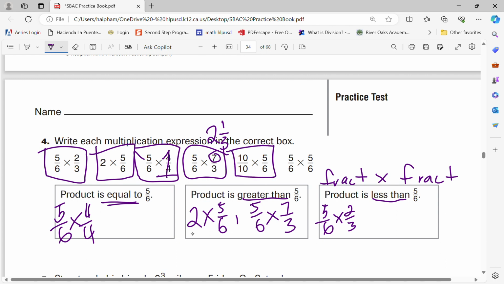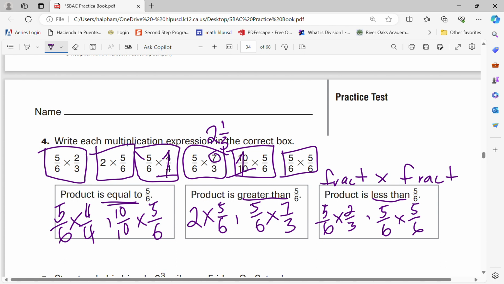Moving on to our next one. Again, we have a numerator that's the same as your denominator. 10 divided by 10 will be 1. So that would be the same or equivalent as 1. Let's put it here under the category of product is equal to 5/6. And last, we have 5/6 times 5/6. A fraction by a fraction, again, will be less than what it started with. So let's place that one here.